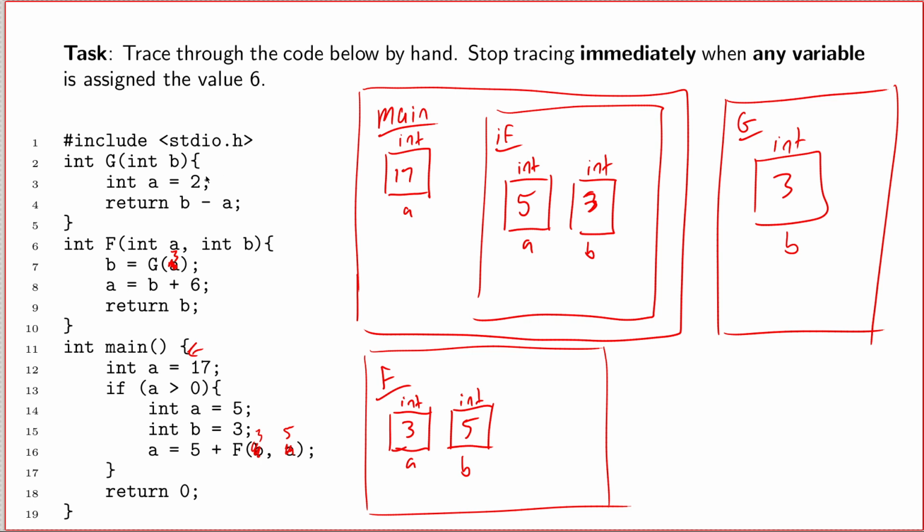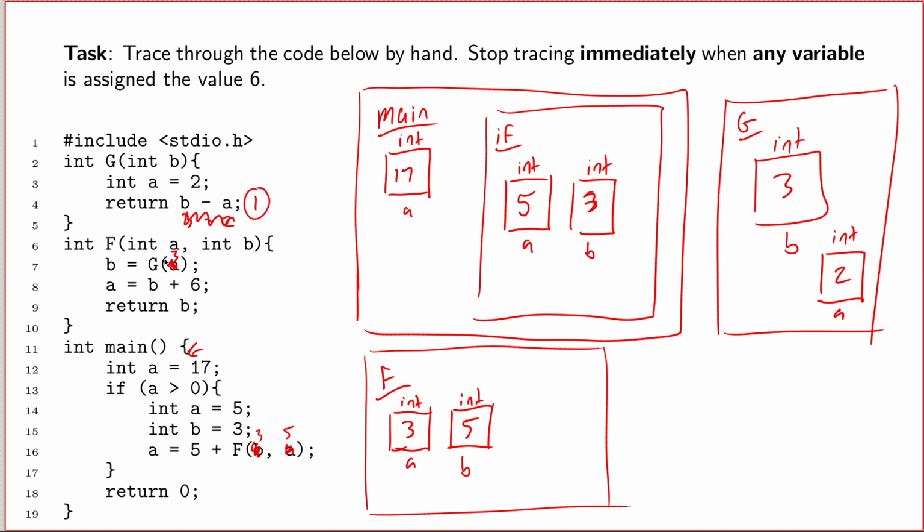The first line of g says create a variable called a. I guess I should have made a smaller box for b. So I create a variable called a, and its value will be 2. And then I return the value b minus a. So what's b? In this scope, the value of b is 3, and the value of a is 2. So that means that I return the value 1. So I make a note of that return value.